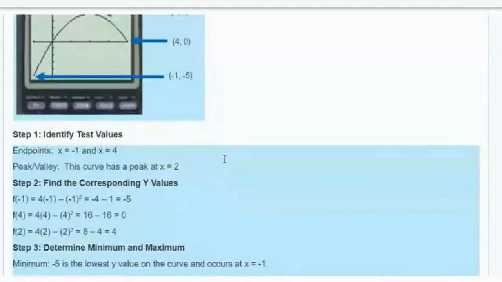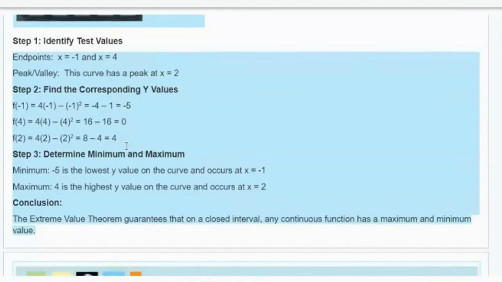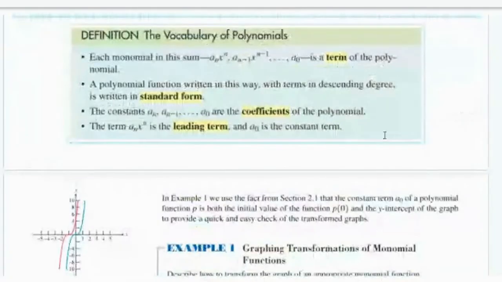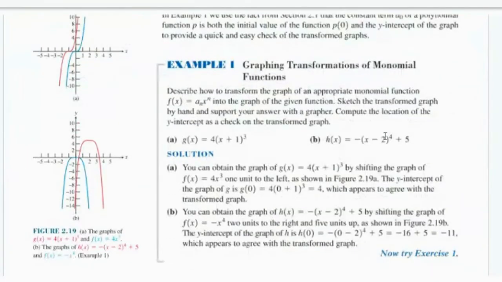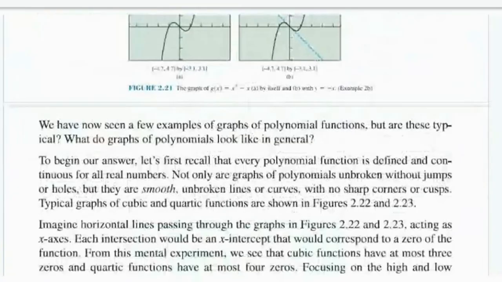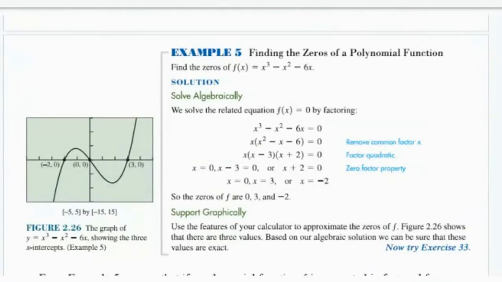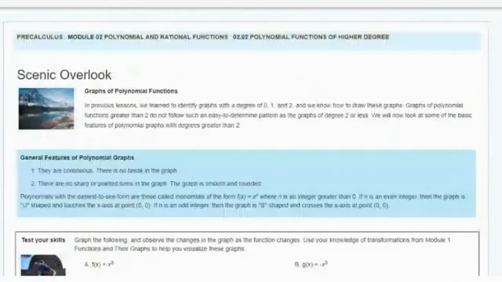All right. You can identify test values. They're just saying how to do that. And there's more examples if you want to continue down. They give you more examples and go into more detail, but I just hit the summary of the lesson up at the top. But it'll go down. Finding zeros by factoring, by graphing, lots of different ways.